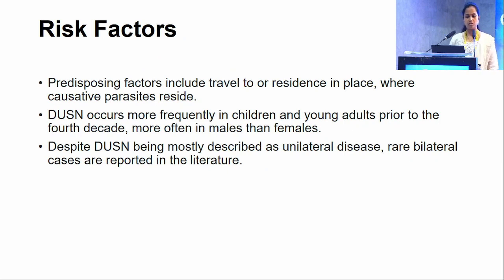There are risk factors. Predisposing factors include travel to or residence in a place where causative parasites reside, and DUSN occurs most frequently in children and young adults prior to their fourth decade, more often in males than in females. Despite DUSN being mostly described as a unilateral disease, rare bilateral cases are also reported in the literature.